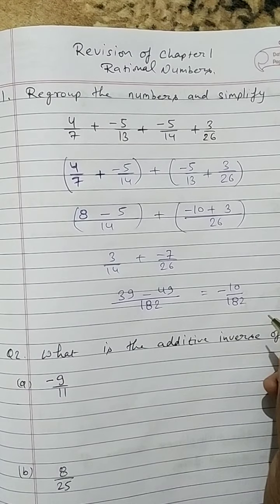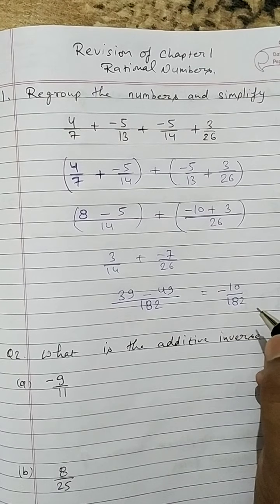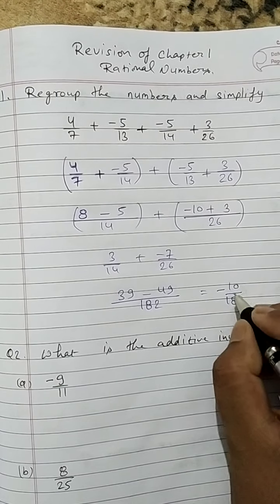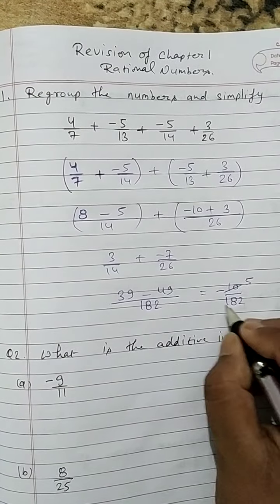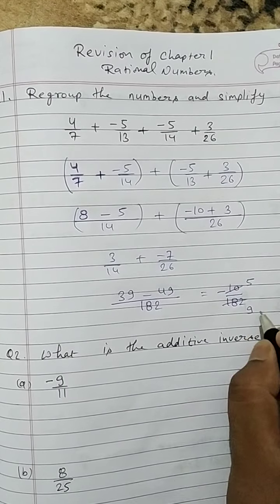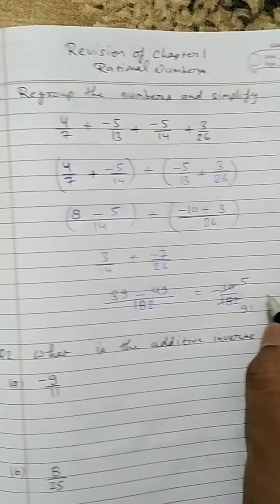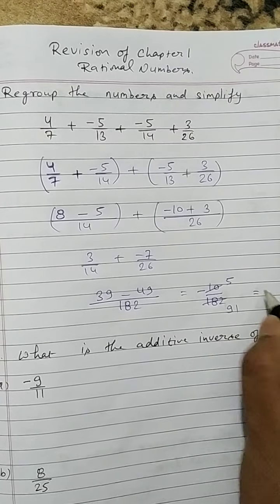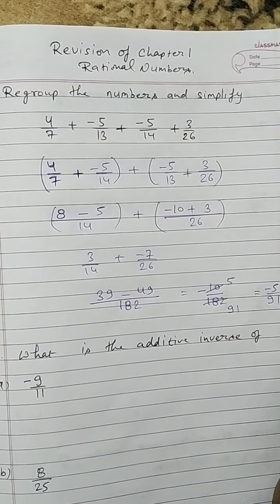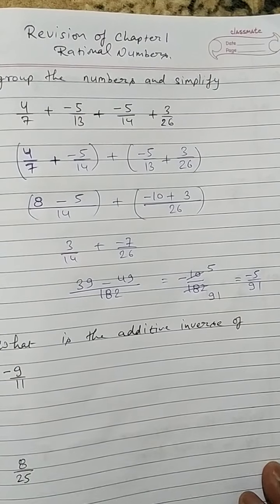Now minus 10 and 182 are to be divided by 2. 2 times 5 is 10, 2 times 9 is 18 and 2 times 1 is 2. So the final answer is minus 5 upon 91. Okay.